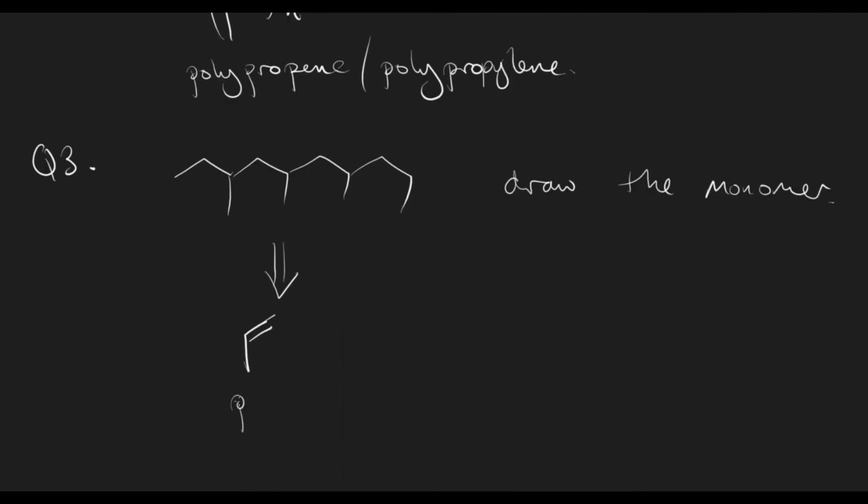And this, of course, is propene, and this is the monomer of the above polymer. If you prefer to draw this non-skeletally, this is the structural formula. So you could draw it like that instead if you'd rather.